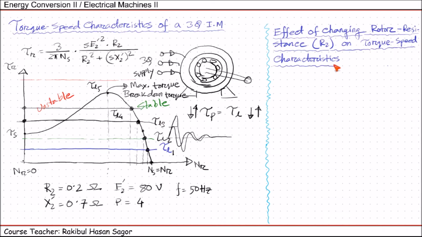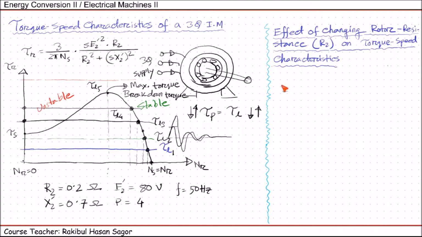Previously we saw the effect of changing rotor resistance on starting torque. We saw when we increased the rotor resistance, the starting torque increased. When R2 becomes equal to X2, then we got the maximum value for starting torque. Then if we keep increasing the value of R2, it starts decreasing. Now for the running condition case, we'll see what happens to this characteristics curve. So from this equation, we'll take different cases for different values of R2 and we'll see what happens.